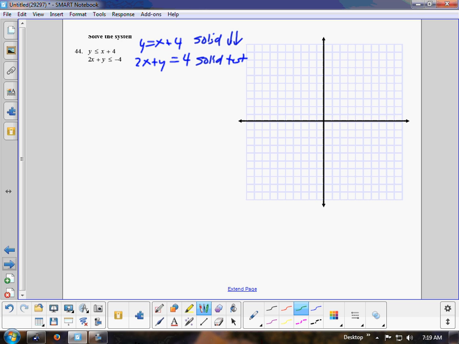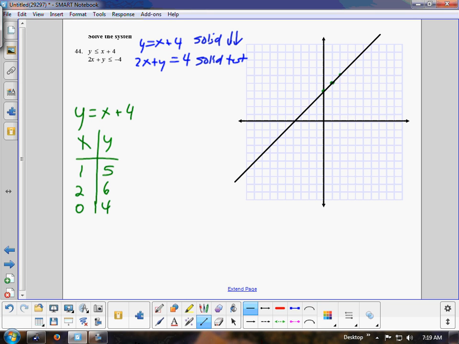So let me graph the first one. I have y equals x plus 4. You can graph it with a chart. You can just go x and y. X is 1, y is 1 plus 4 is 5. X is 2, 2 plus 4 is 6. X is 0, you can get a 4. And you can graph it that way. 1, 5, 2, 6, 0, 4. And I have my graph, and I know it's a solid line.